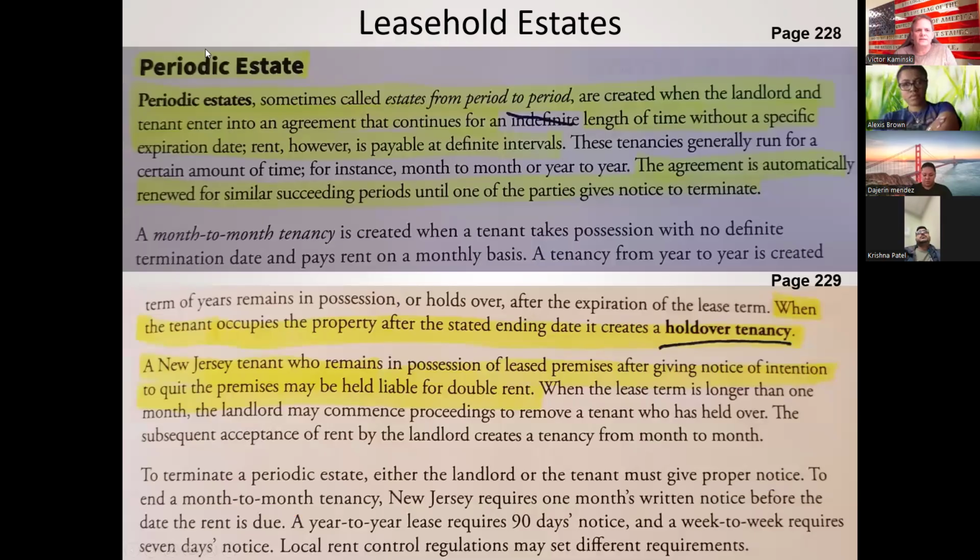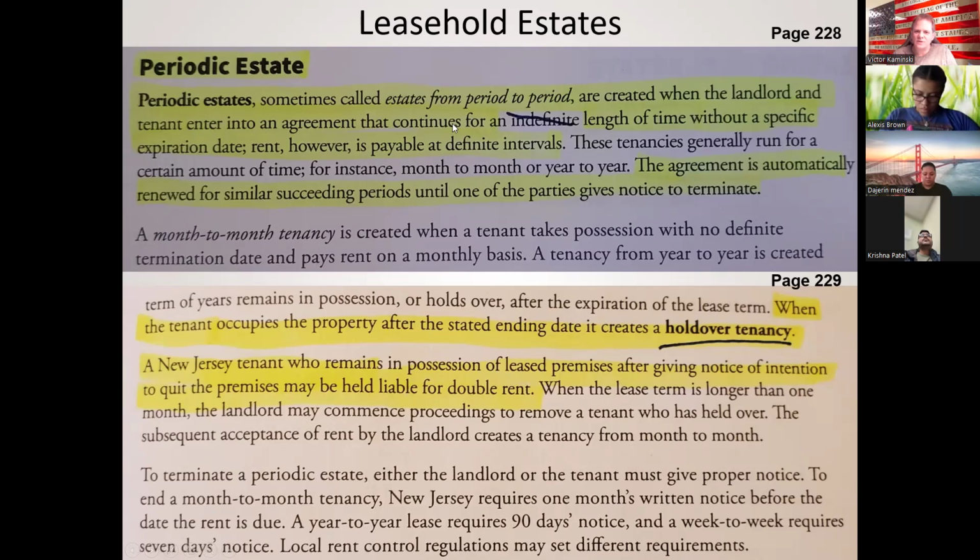So let's highlight periodic estate. And I want you to cross out the word indefinite in there. Even though it makes sense in this sentence, I do not want you associating the word indefinite with a periodic estate because that will mess you up on exams.